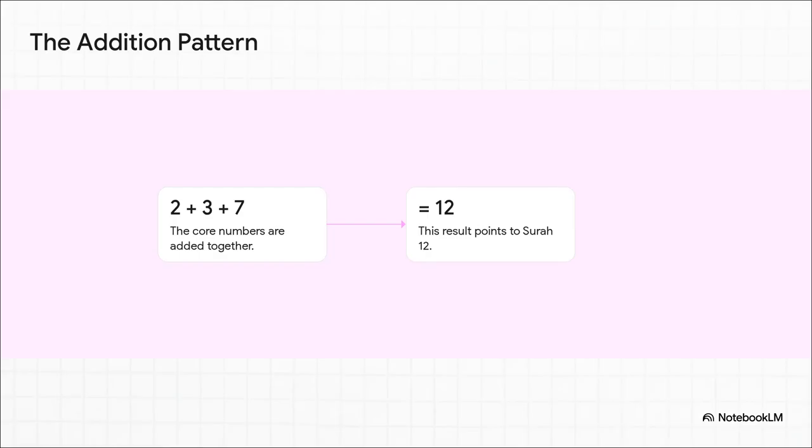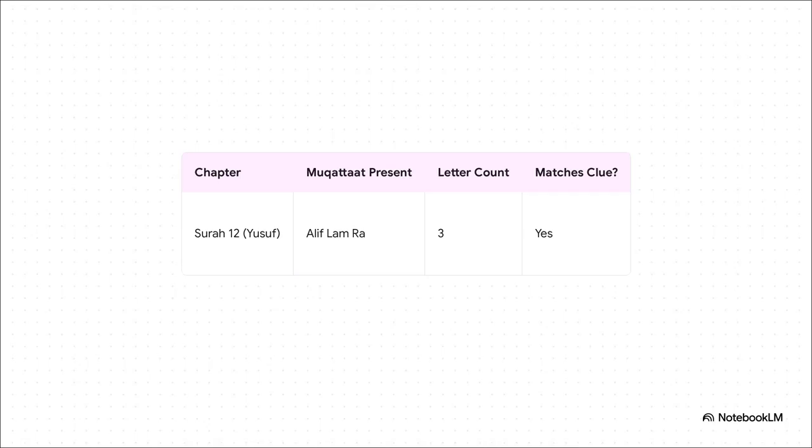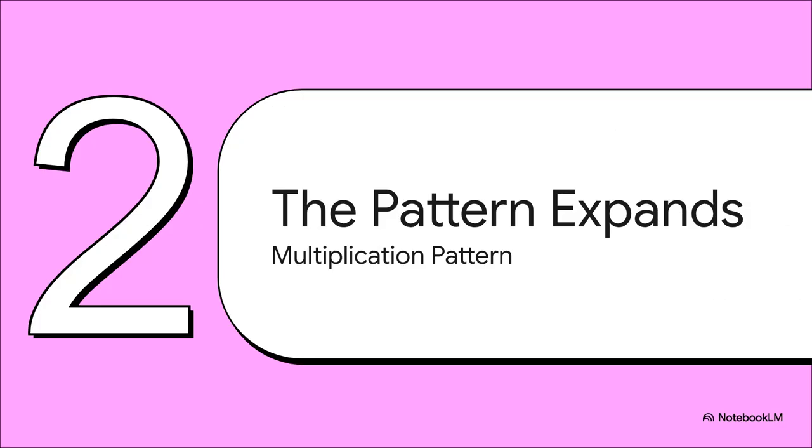So we've got our 3 keys, 2, 3, and 7. What happens when we actually put them together? Well, the very first step in this pattern is about as simple as it gets. Addition. You take those 3 key numbers, 2, 3, and 7, you add them all up, and boom, you get 12. And here it is, the first big aha moment in this theory. That number, 12, points you directly to Surah 12, the chapter of Joseph. So you go and look at the beginning of that chapter, and what do you find? The Muqatta'at, Alif, Lam, Ra. And how many letters is that? It's exactly 3. It connects right back to one of our original key numbers. Pretty neat.